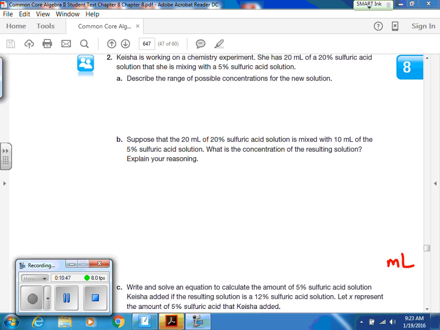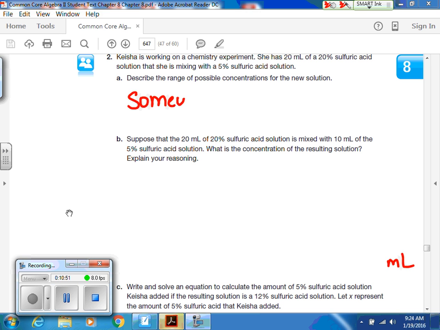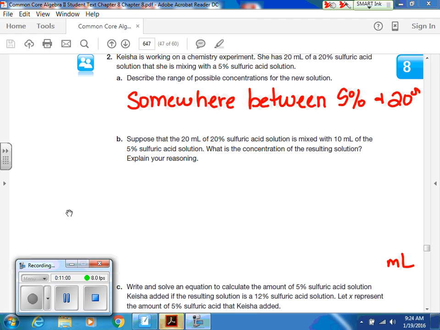So the range of possible combinations is somewhere between 5% and 20%. Somewhere between those two.